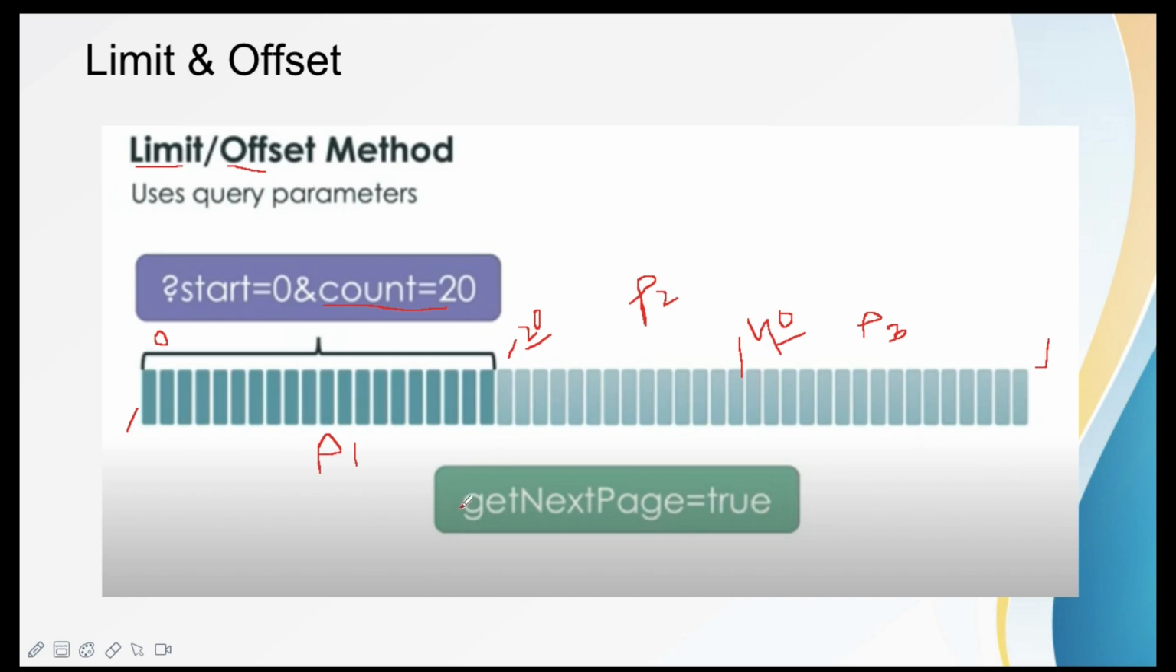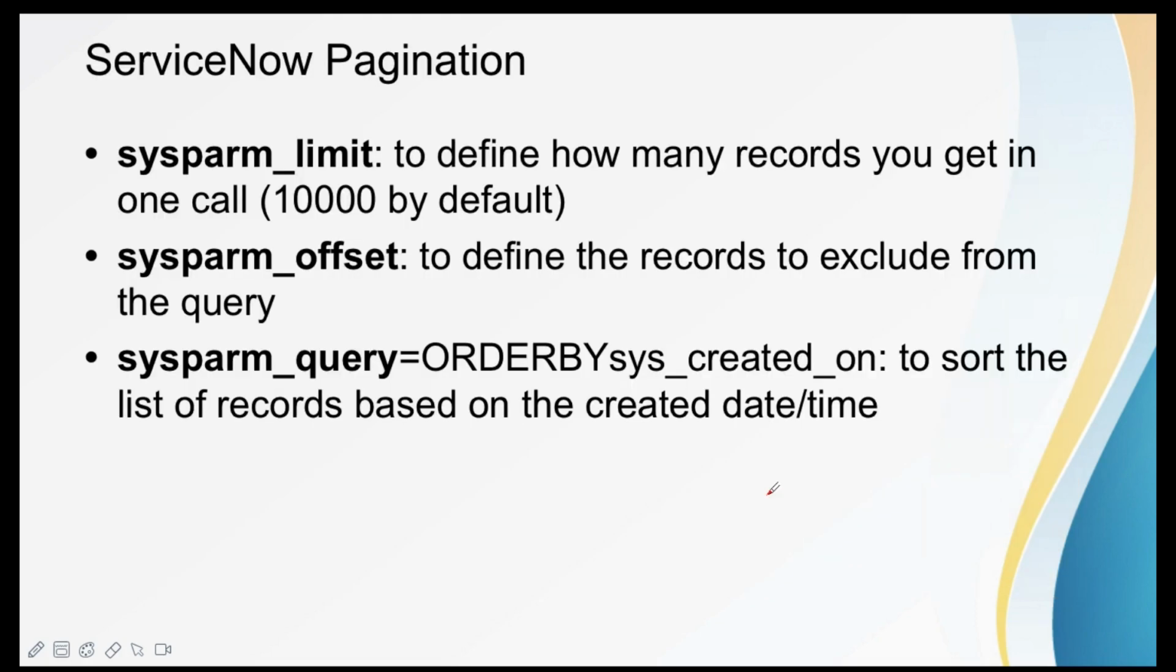And there is one more important factor, which is get next page equal to true. It means that once you reach the end, you don't need to keep calling for data, because the page has ended, and at that time you set the value to false. As long as get next page is true, it will keep calling the next page. Okay, so let's see in ServiceNow. ServiceNow also has pagination.